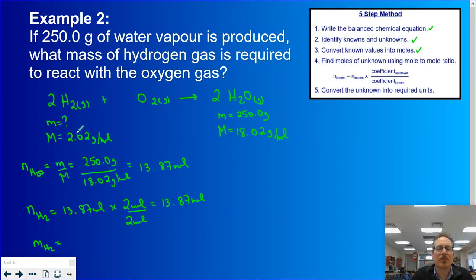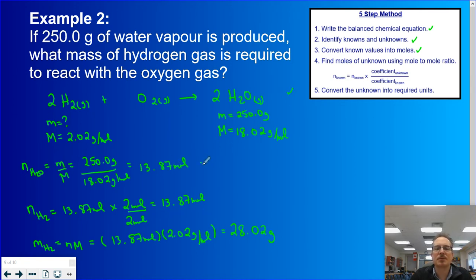And last but not least, our job is to find the mass of hydrogen. Well, now that we know the molar mass and you just calculated for me the moles, we can move the formula around. Mass equals moles times molar mass. Take 13.87 moles, multiply by 2.02 grams per mole. And my answer in 4 sig digs is going to be 28.02 grams.